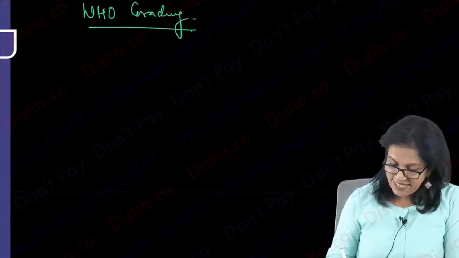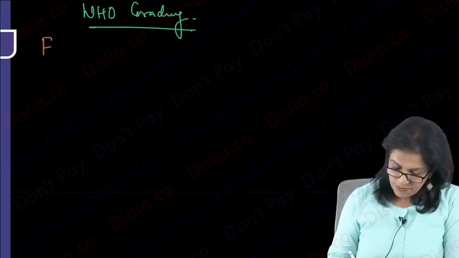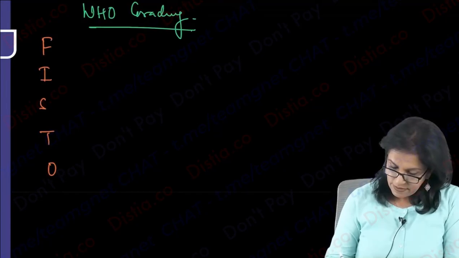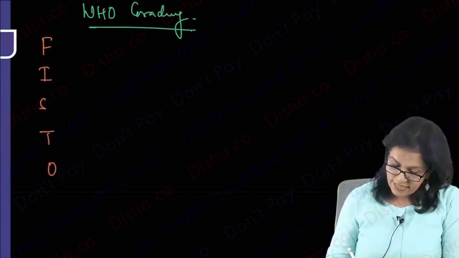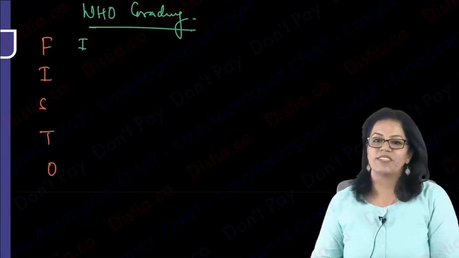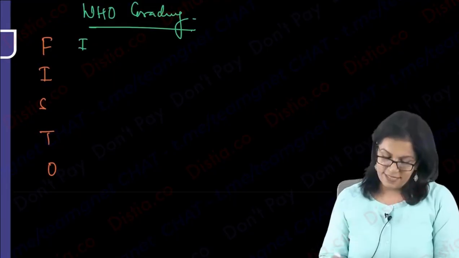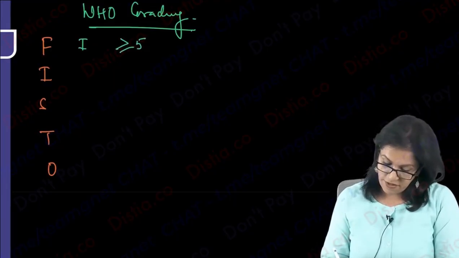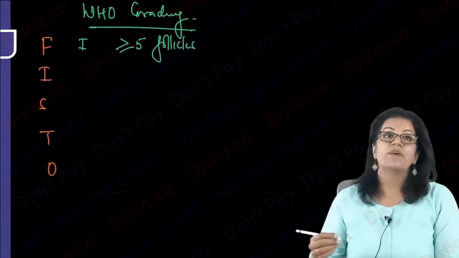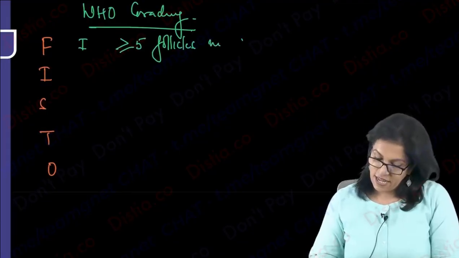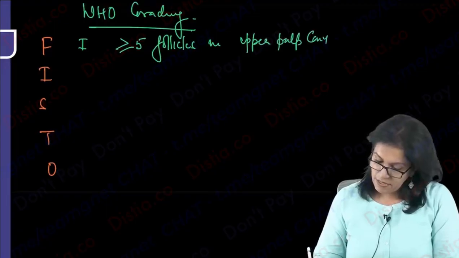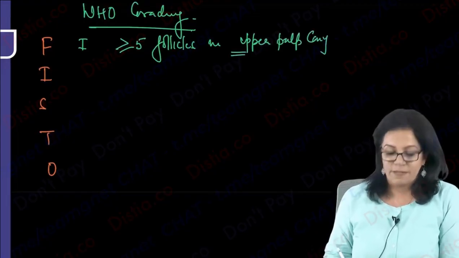The mnemonic to learn is FIST-O. We can divide it into 5 stages. This is stage 1. F stands for follicles. It's easy, they won't ask you that. What will they ask you? How many follicles? Let's remember 5 or more than 5 follicles. We know what follicles are now. Where, upper or lower? This is the next question. In the upper palpebral conjunctiva.